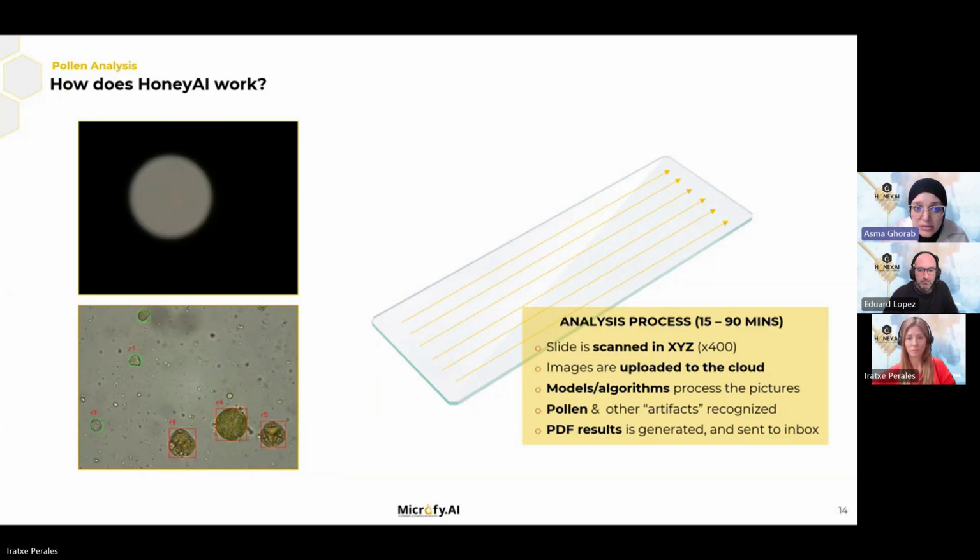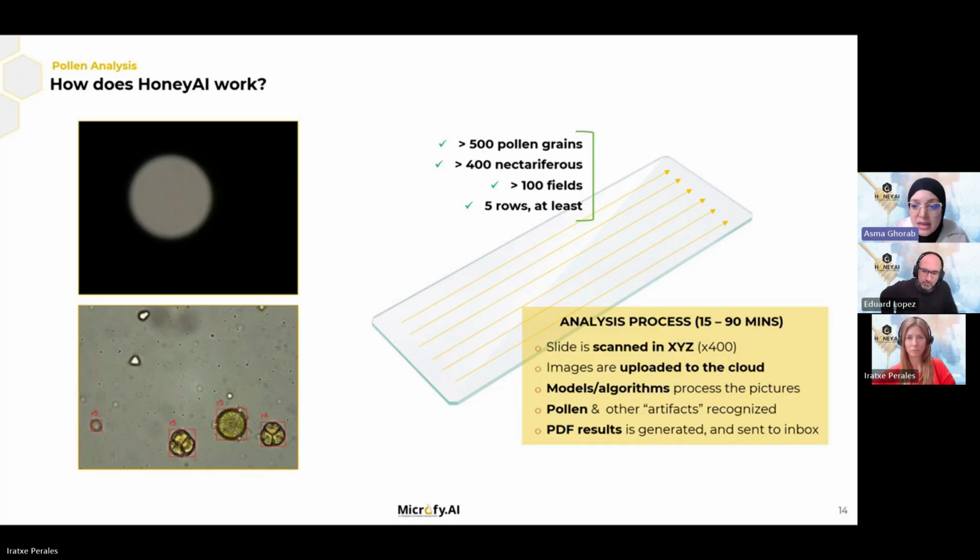For the analysis to be completed, the following criteria must be met. At least 500 pollen grains in total, a minimum of 400 nectariferous counted, at least 100 fields of view and a minimum of 5 lines scanned. There is also an option to stop the analysis earlier, but this is, of course, under the user's responsibility.